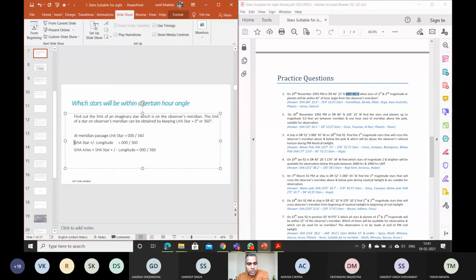Now LHA of the star is equal to GHA star plus or minus longitude. GHA star is equal to GHA Aries plus SHA star. See, GHA of all the stars is not given in the almanac. What is given is GHA Aries. To find the GHA of any star, we add the SHA of the star to GHA Aries, and we get the GHA of that star.